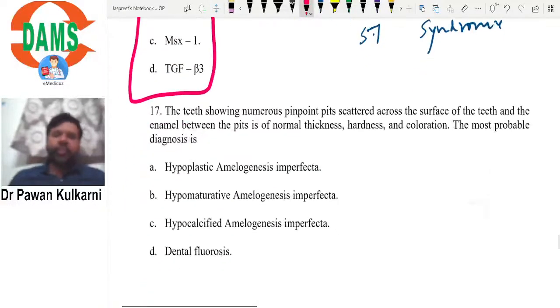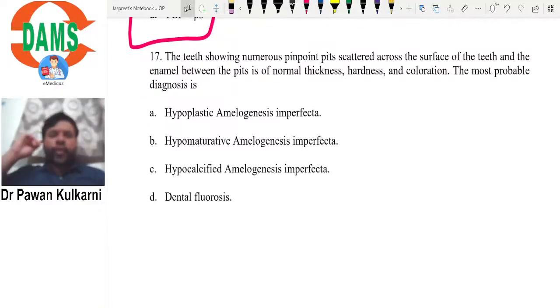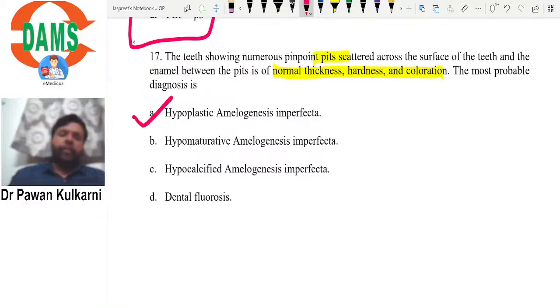Okay, moving on to the 17th question. The teeth show numerous pinpoint pits scattered across the surface of the teeth, and the enamel between the pits is of normal thickness, hardness and coloration. The most probable diagnosis is simple. Remember, hypoplastic amelogenesis imperfecta.